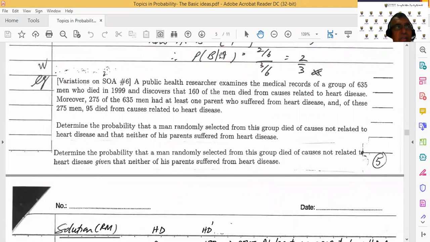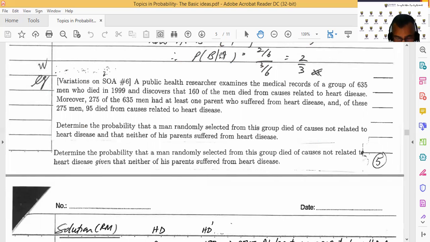Let's read the question. This is an old Society of Actuaries exam question. We have a public health researcher who examines the medical records of a group of 635 men. Keep these numbers in mind. We are looking at the medical records of a group of 635 men who died in 1999, and they discover that 160 of the men died from causes related to heart disease.